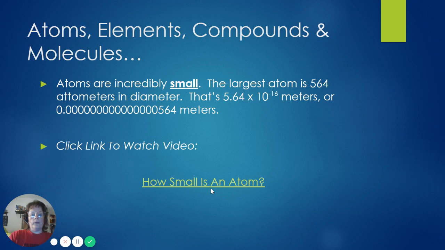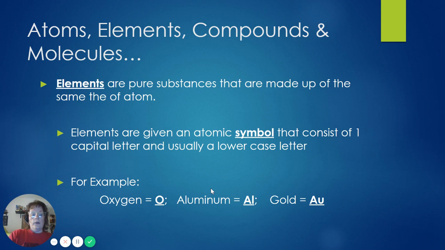Atoms are incredibly small. Tiny. Like you can't see one with a microscope, tiny. And you can see all those zeros there, which is basically the diameter, 5.64 times 10 to the negative 16th meters. Which is why we use scientific notation. There's an example of 20,000 zeros we'd have to write across the screen, which is a lot easier to write as 5.64 times 10 to the negative 16 than to write all those zeros.